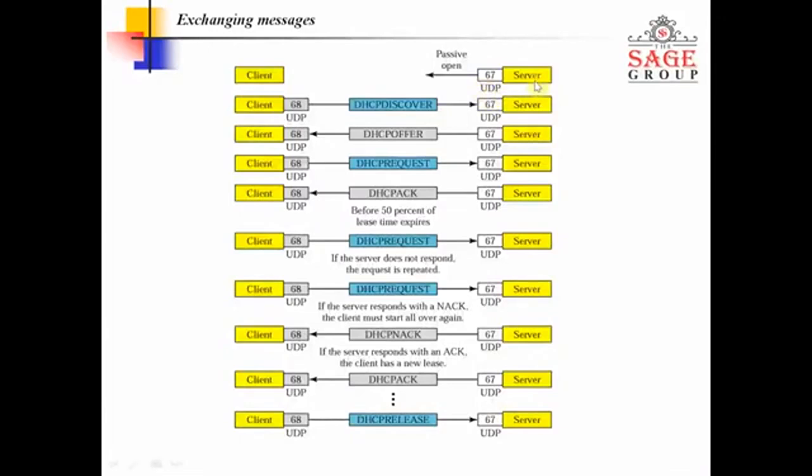The server is passively open. It says that I am open, and if you want any IP address, send me the request. Then the client sends the DHCP discover: I want to get some IP address. The server gets that request and sends an offer to the client: this is the IP address, you have to get it. The client says okay, I am fine, send me the IP address. With the help of the acknowledgement, it sends the IP address.